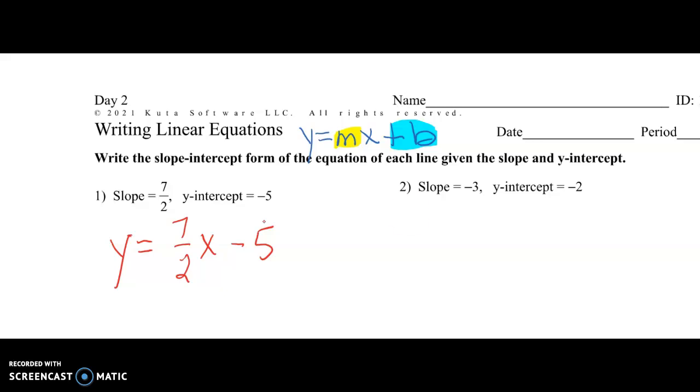Alright, moving on to example number 2. Following the same format, writing our equation in slope-intercept form. We're given the slope is -3. So we plug that in for m right next to the x, and our y-intercept goes in for our value of b.